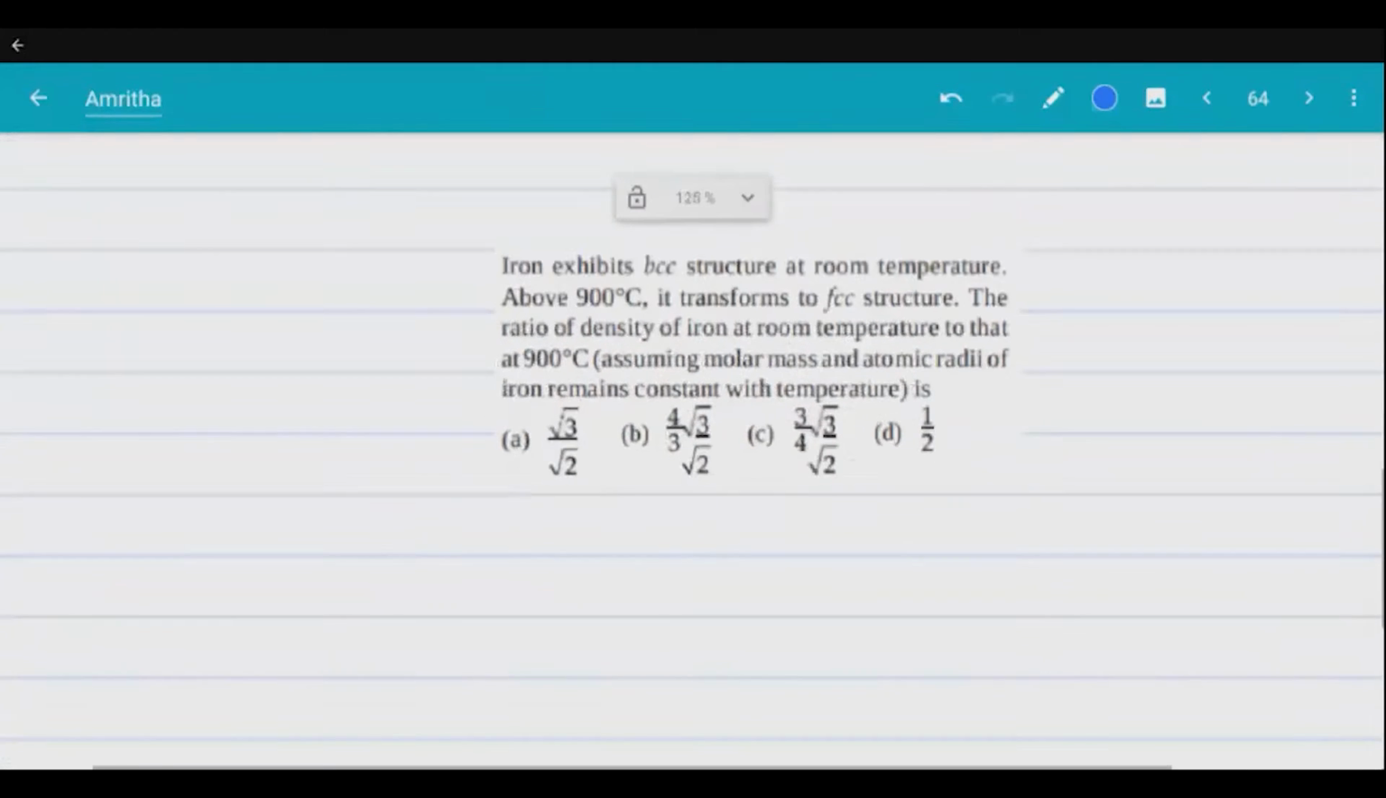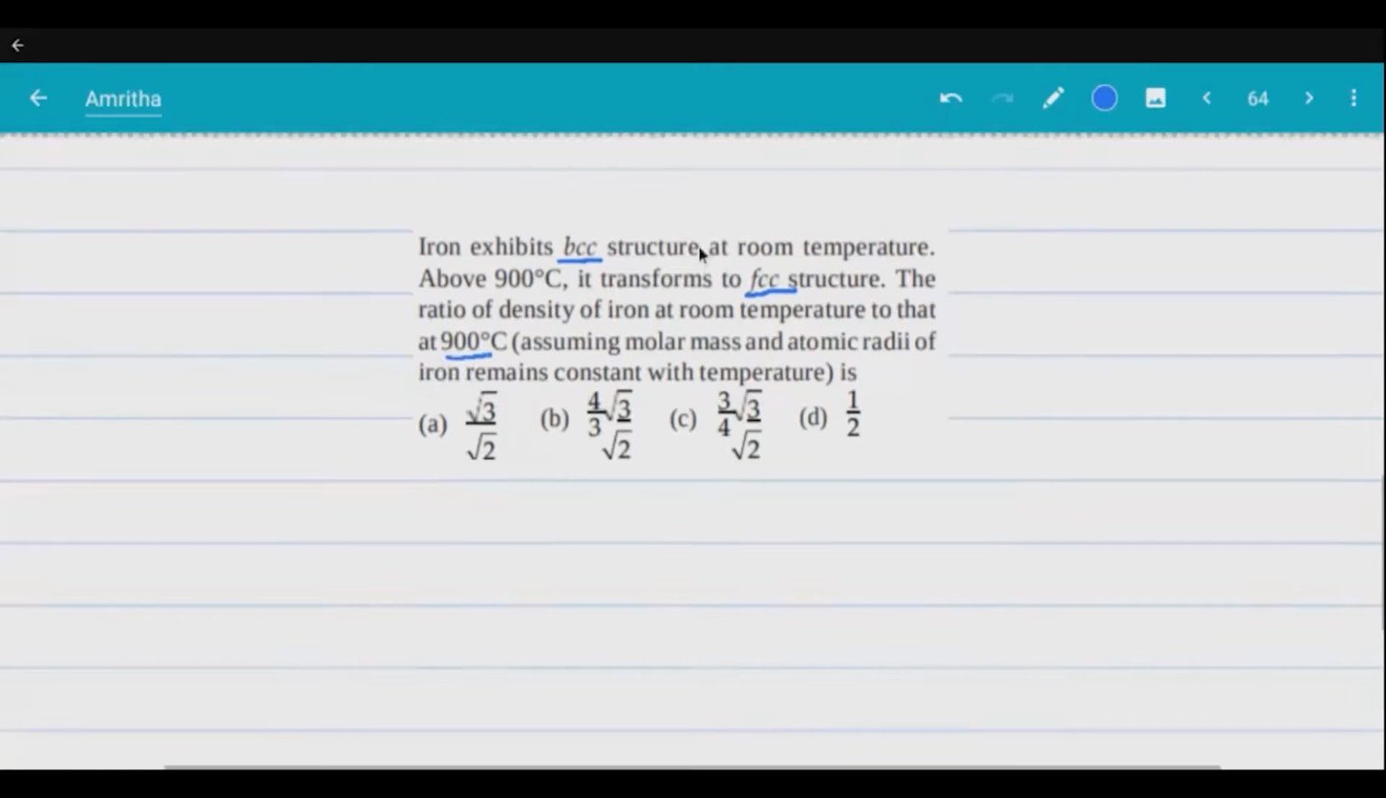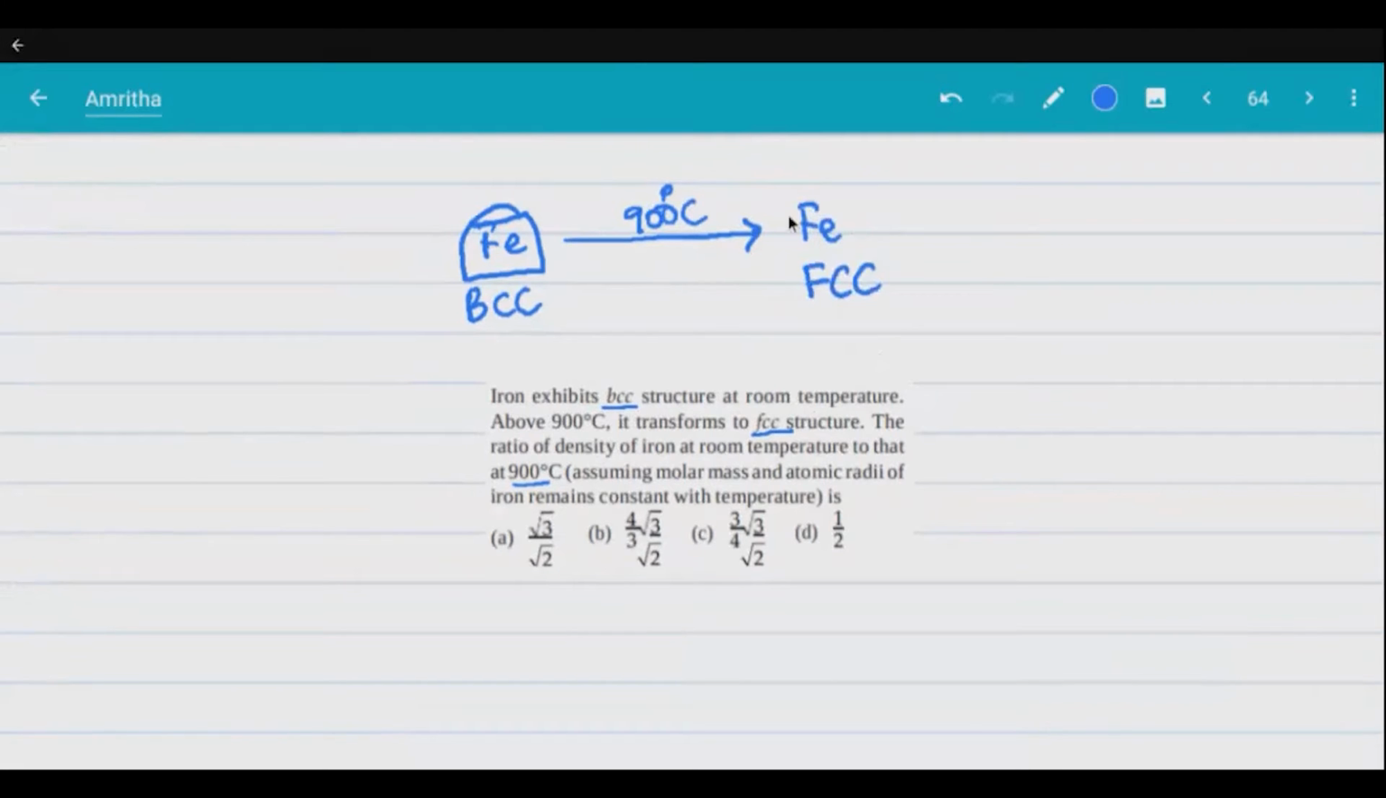This is an interesting question. See this. Iron exhibits BCC structure. We know what is BCC and we also know what is FCC. The ratio of density of iron at room temperature to that at 900 degrees Celsius. So what it is saying is, at room temperature, iron is BCC. Look at this carefully. The crystal structure is getting changed: if you heat it to 900 degrees Celsius, iron changes to FCC.